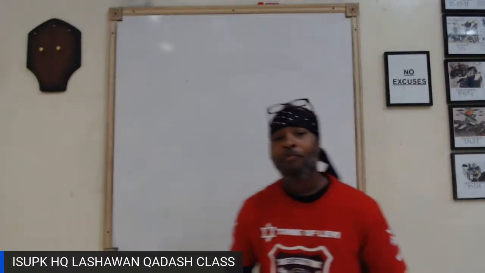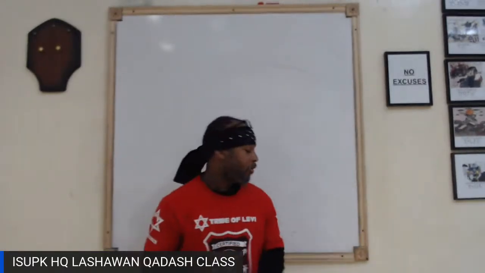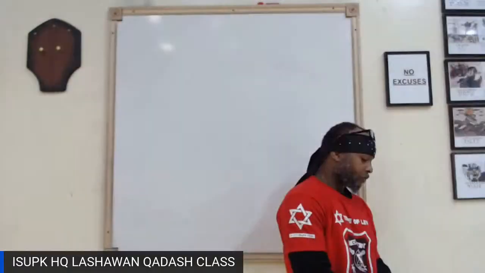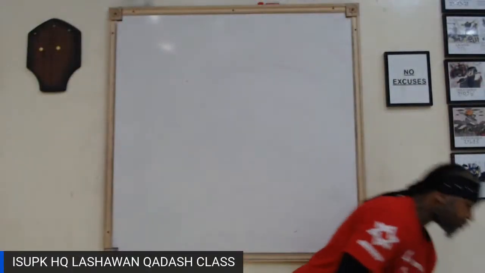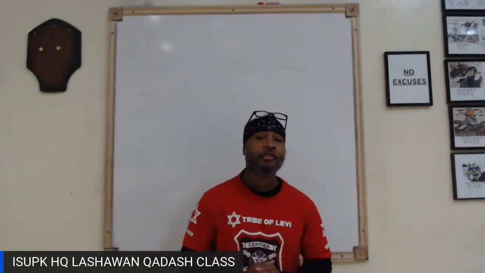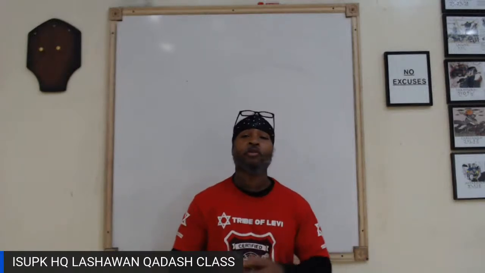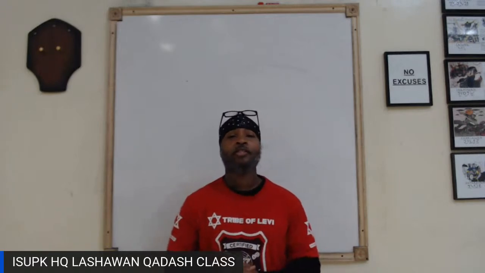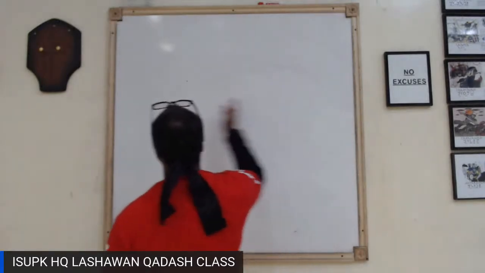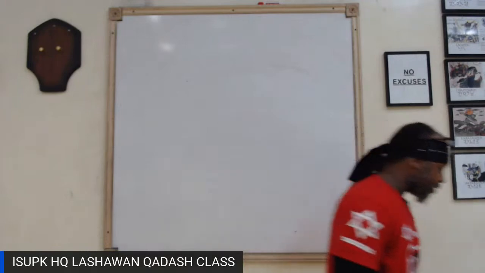All right, the Lashawan Qadash class is about to start. So you know how we always start with the Hebrew alphabet. The ancient Hebrew alphabet that was stolen from us by our oppressor. So right now we're coming back to our language. We're going to start from the beginning, so the brothers and sisters get used to writing the alphabet. You already know it goes from right to left. And we're going to start with the ancient Hebrew.